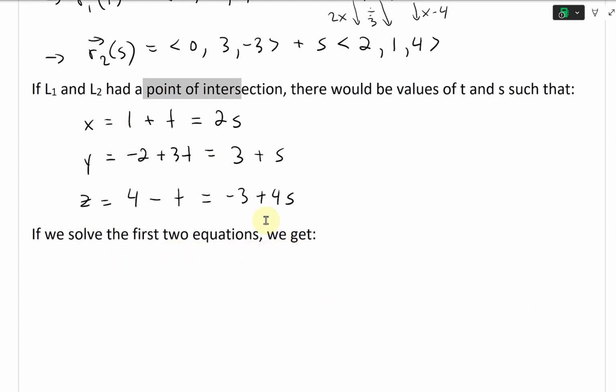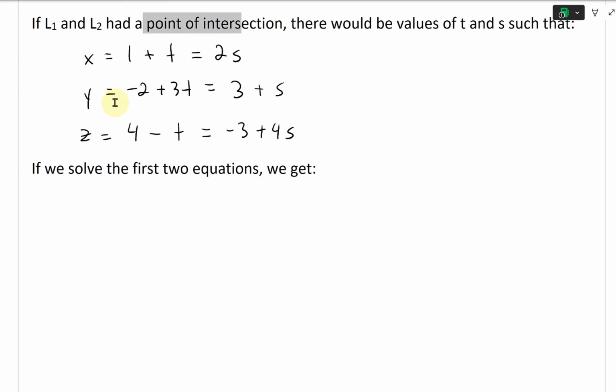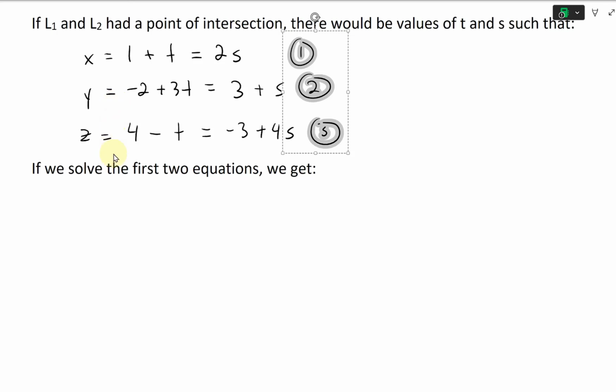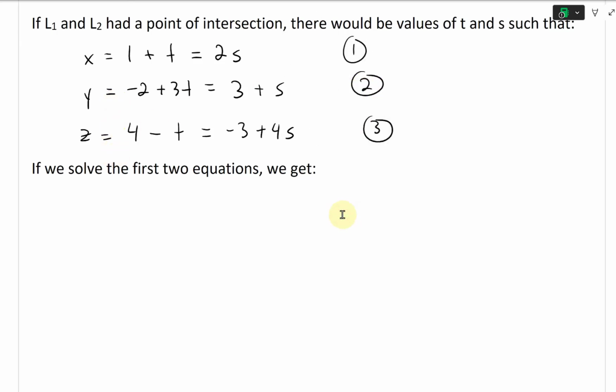So we solve the first two equations for s and t. This is equation 1, this is equation 2, and this is equation 3. Let's move this over further away so it doesn't look like it's part of the equation. So we have 1 plus t equals 2s. The next one is negative 2 plus 3t equals s plus 3.